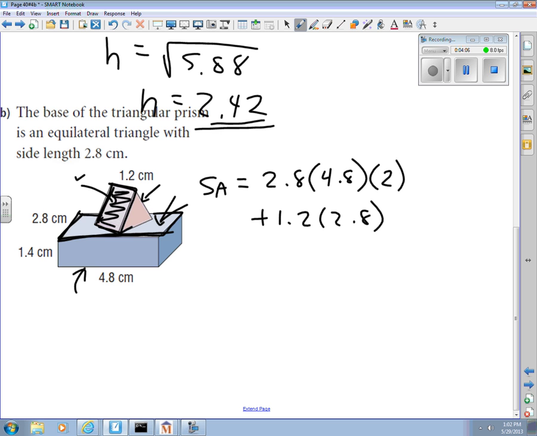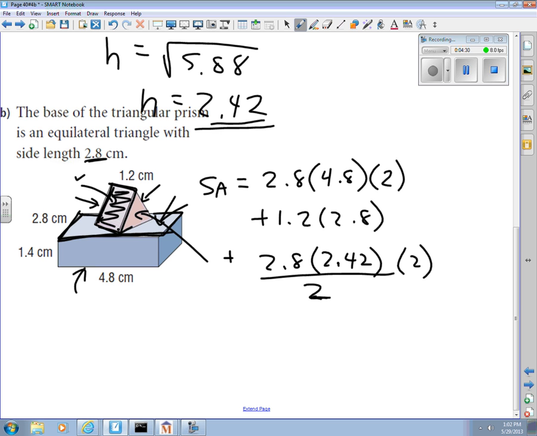Then I have to calculate the two triangles, the one at the front and the one at the back. And a triangle is, again, base times height divided by 2. The base is 2.8. The height is that number that we just figured out from h, which is 2.42. Again, my calculator has other decimals on it. And the formula is base times height divided by 2, but there's two triangles, so I got to double that, which means the 2's just cancel.